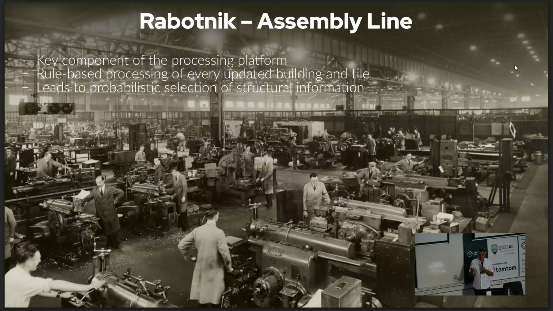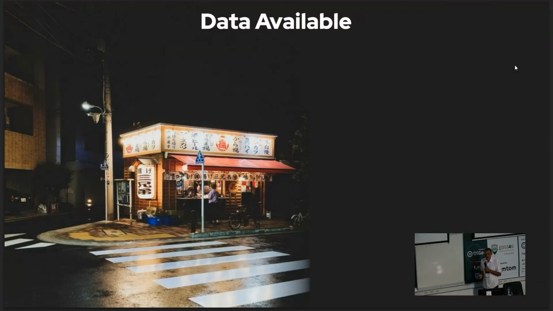The key element of this whole thing is Robotnik, our assembly line, where we actually process every building as it comes in and try to assess everything. And the key is that in this case, we get to a probabilistic estimate of all of this information that we don't have in a deterministic way available. So what I'm talking about is what is the data that we're looking at.